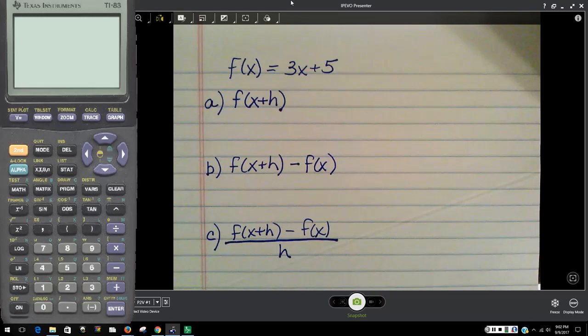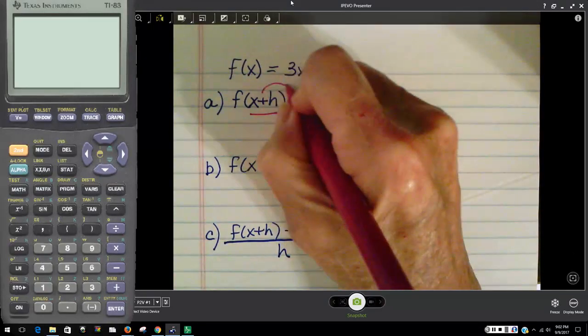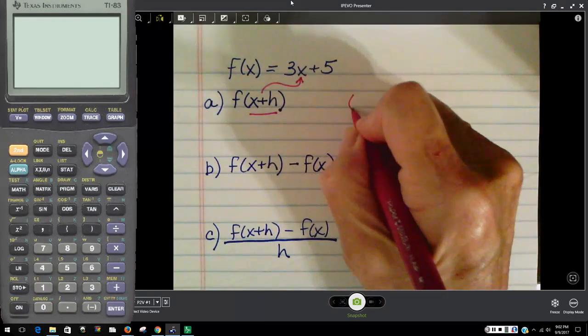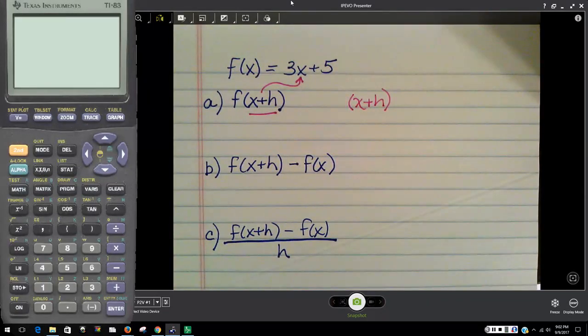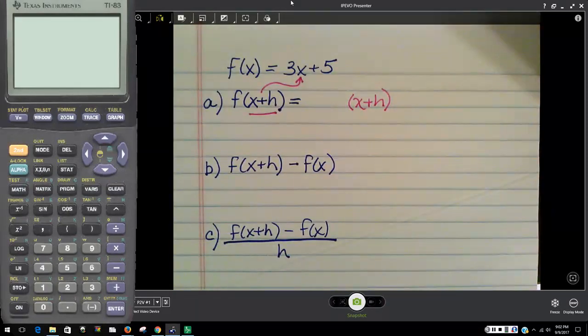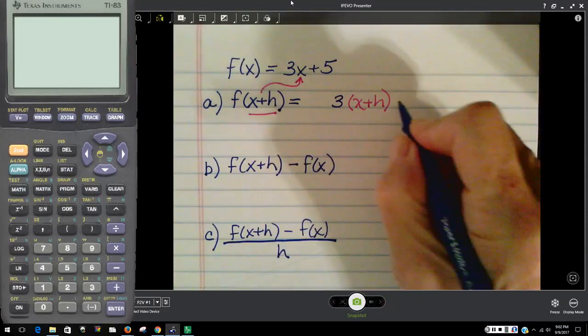So beginning with our function, f of x is equal to 3x plus 5, we want to find f of x plus h, which means in place of x in the original function, we want to plug in x plus h anywhere we see x. So we're going to take x plus h, and because the function says multiply whatever x is, and in our case that's x plus h, by 3, we're going to multiply that by 3, and then we're going to add 5.